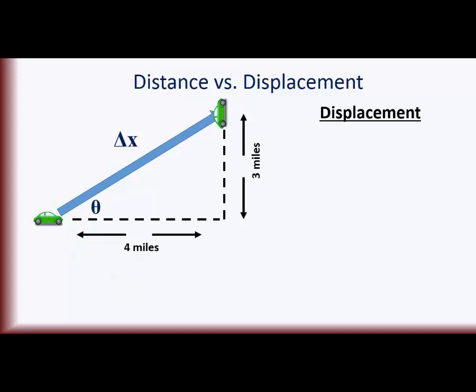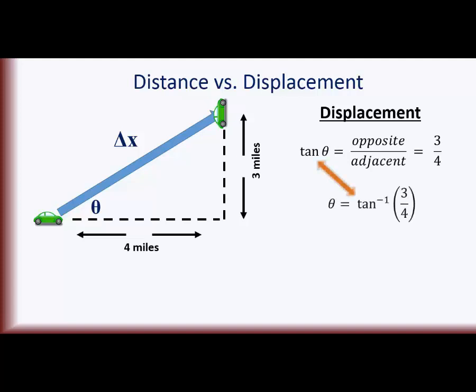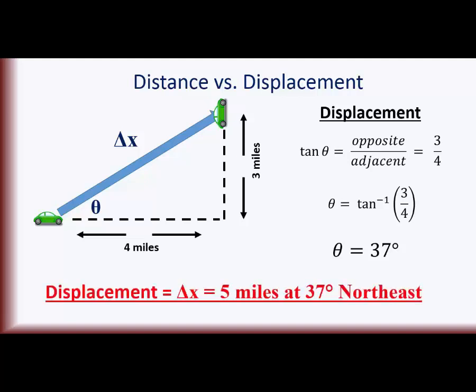To find the angle, you will need to apply trigonometry. In this case, we know that 3 miles is the opposite side, and 4 miles is the adjacent side, so we can use the tangent function of trigonometry. To solve for the angle theta, we need to take the tangent to the other side of the equation and change it to the inverse tangent. Solving on a calculator gives us an angle of 37 degrees. We can now state the displacement as 5 miles at 37 degrees north of east, or northeast. You will often hear me say, use the Pythagorean theorem inverse tangent, because this method will be used often in this class.